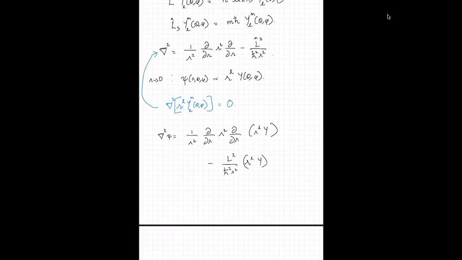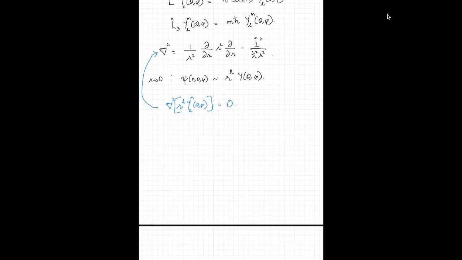Now in the first piece, Y is a function of angles alone, so you might as well pull out the Y, and d/dr acting on r to the L is something that you can easily figure out. In the second piece, L square is a function of theta and phi alone, and it doesn't depend on r at all, so you can pull out the r to the L, and L square Y is just h bar square L(L+1) Y. If you use these two facts, you'll be able to prove that this is equal to 0. This is a fact that you should keep at the back of your mind for now.